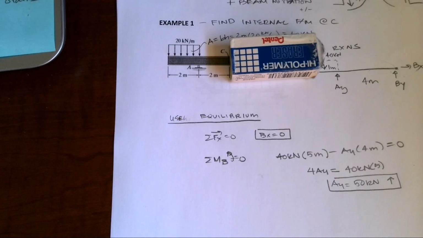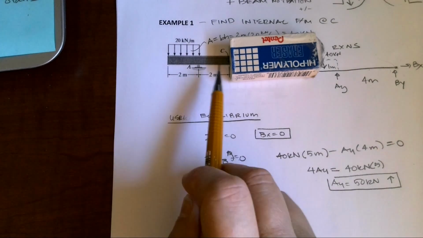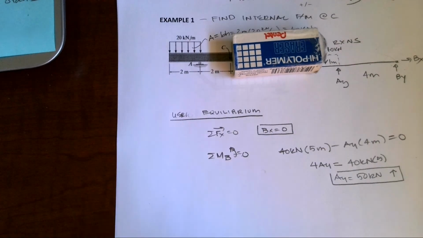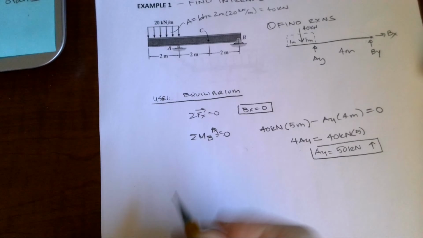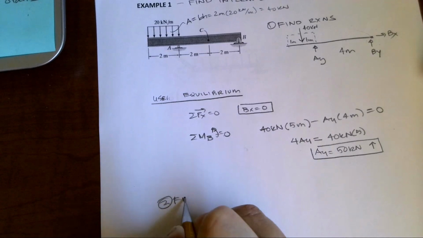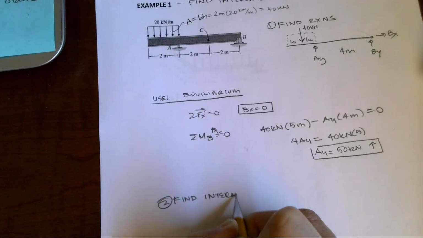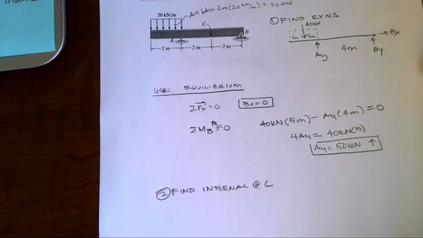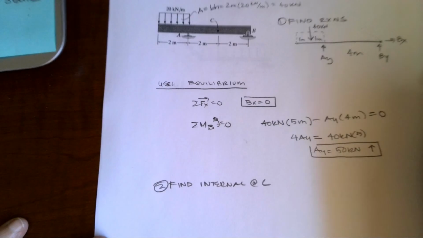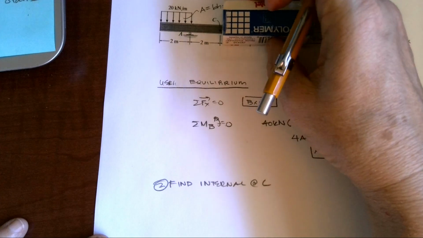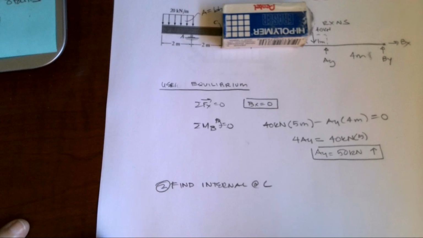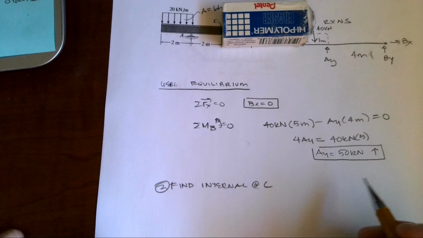And I notice that as long as I have A_y, then I can solve for things at C. So now we're going to find internal forces at C. Okay, so I'm going to cover up the right side of the beam that I'm cutting off, and I'm going to look specifically at the left side, and I have to draw another free body diagram.